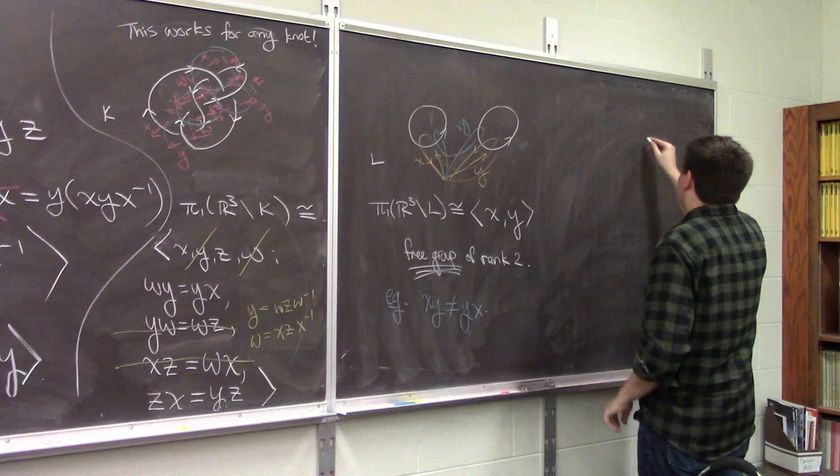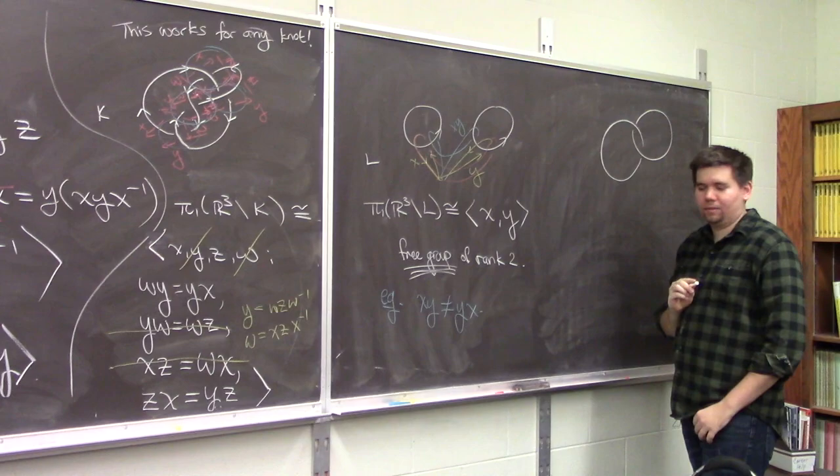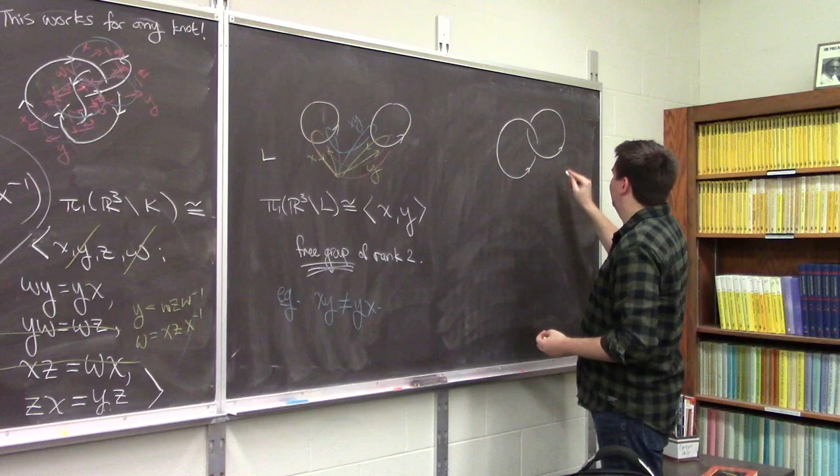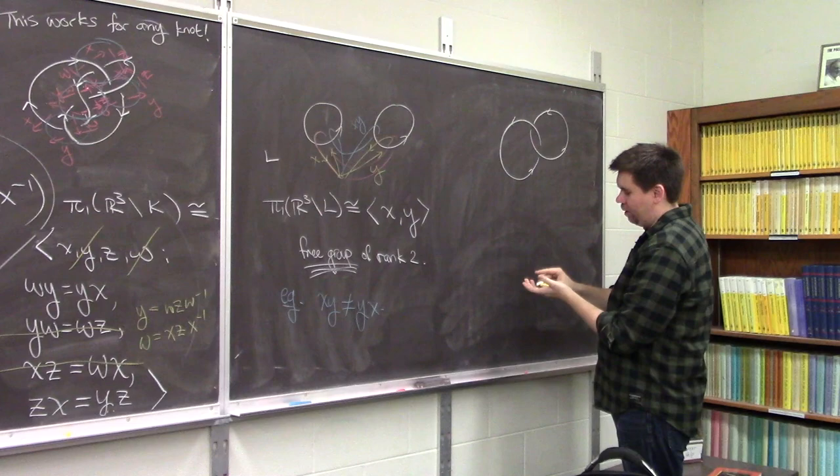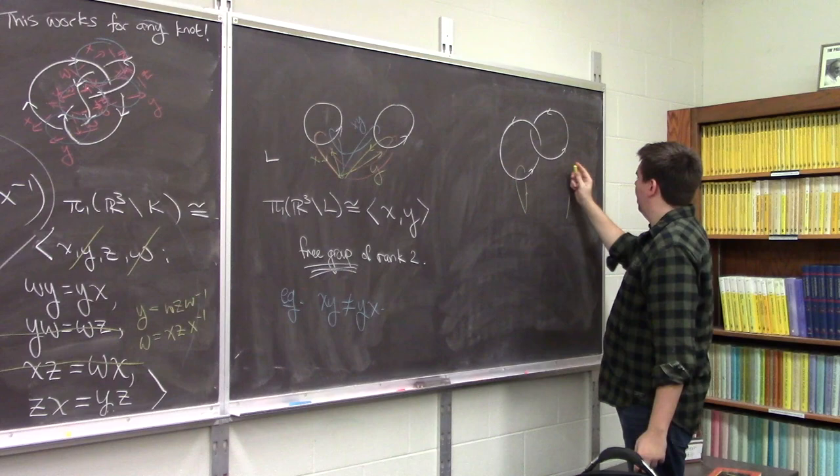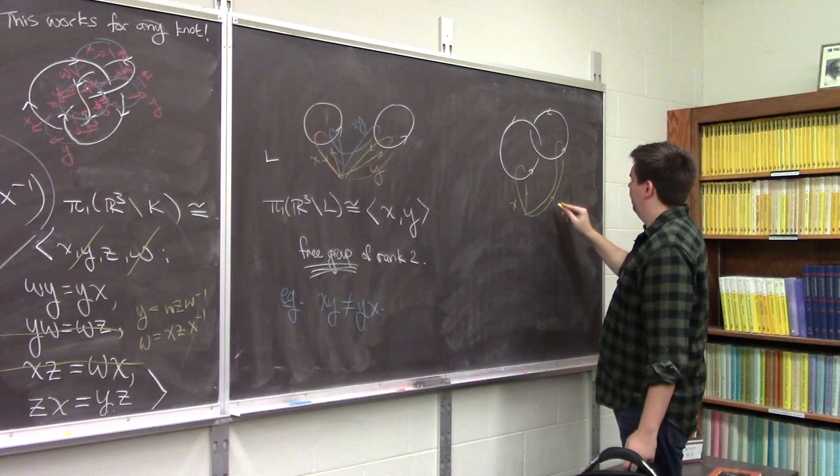Okay. What if, however, I have something that looks like this? Now I'll still have the same orientations. So these are looped, but they connect once. This is called the Hopf link. Now I still have an x, and I still have some y. So I still have x and y. But what relationship do I have?